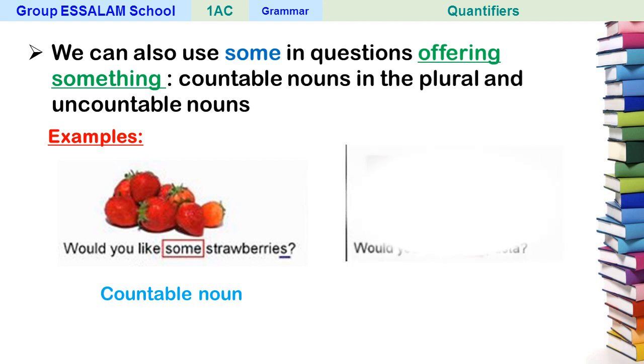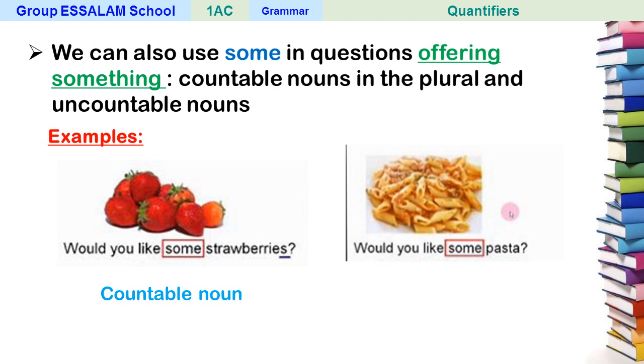Now let's see the second example. Would you like some pasta? Here we have pasta, uncountable noun. And also here we have would you. So whenever you have seen a question, would you, it means that offering. And whenever you have seen can I, which means request, or would you, which means offers, or positive sentences, so try to use some. Is it okay? Try to use the quantifier some. That's it. Now let's move into another quantifier, which is any.